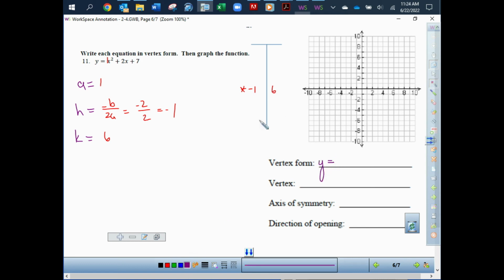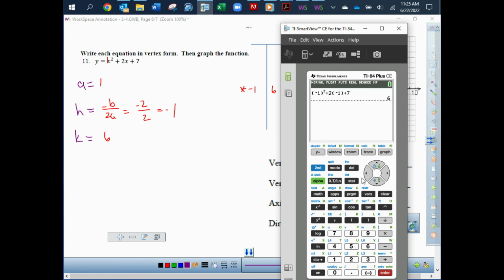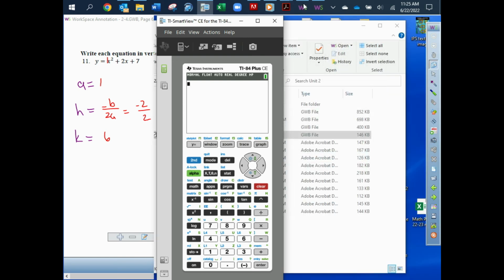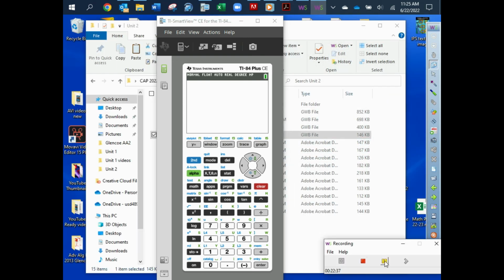Y equals A, which they told us, 1. You don't have to put it if you don't want to, since it's a 1, times the quantity of x minus a negative 1, so that's x plus 1. Remember, that's the crazy opposite game, squared. And then K is what you see is what you get. We have been punching these in to graph both of them at the same time. I'm going to pause real quick and do that. Well, if I can, I got to find my little button. There she is.